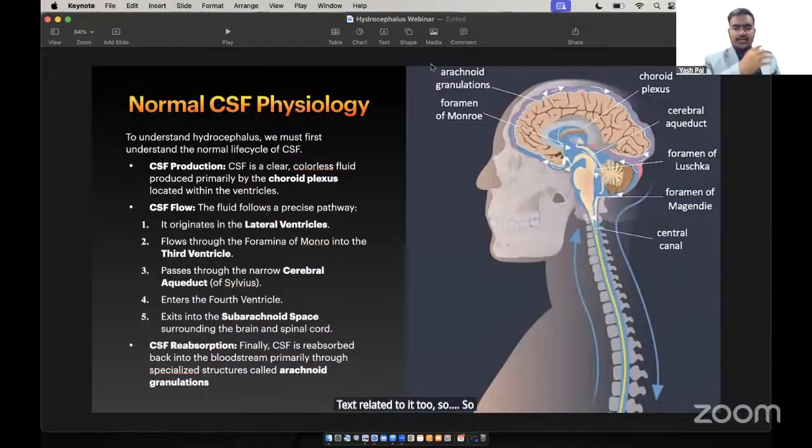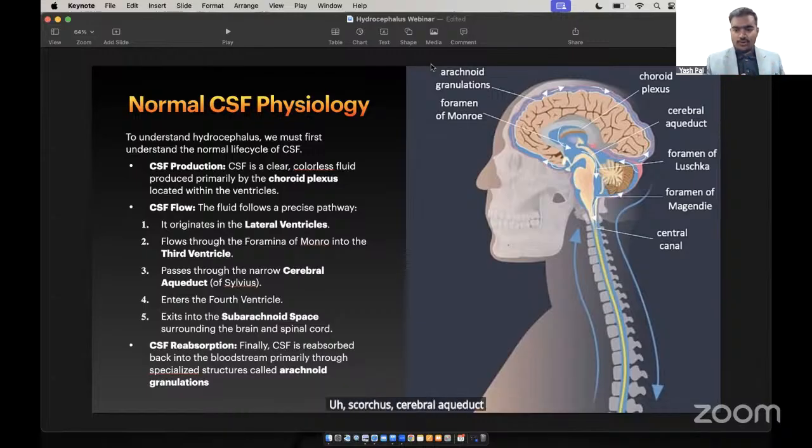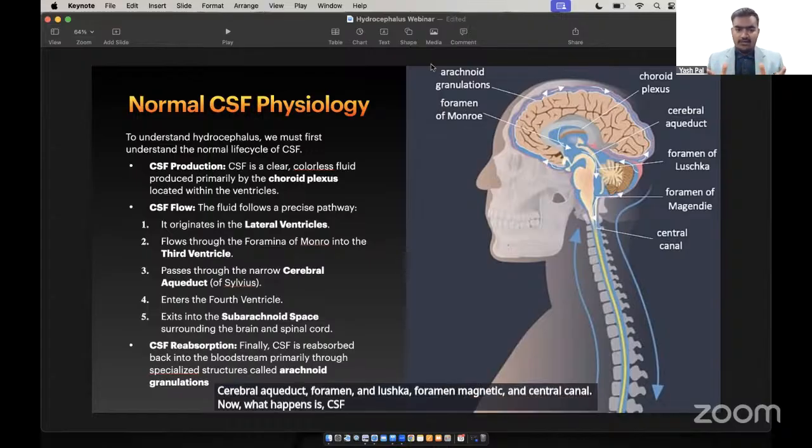So you can see I've got different correct labels marked in the image for a better understanding: choroid plexus, cerebral aqueduct, foramen of Luschka, foramen magendie, and central canal. Now, CSF, a colorless fluid, is produced primarily in the choroid plexus.